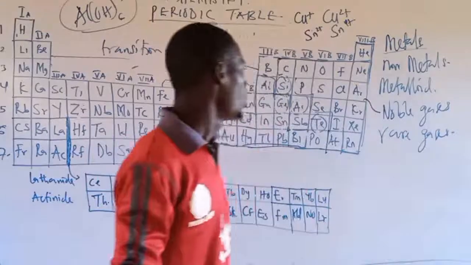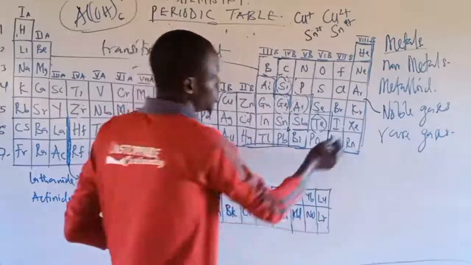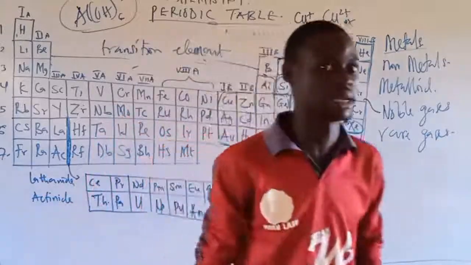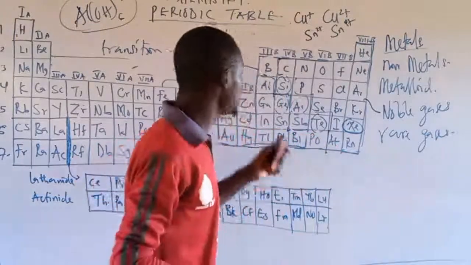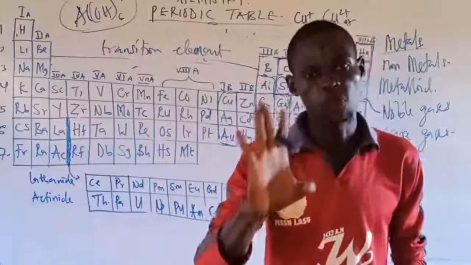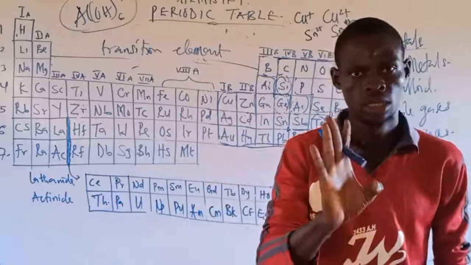That is for the group 8 elements. But one of the group 8 elements, xenon, tries to show some kind of chemical reaction with other elements. Only xenon. Now, from here, let's continue. Again, the periodic table can be grouped into four. That means we divide the periodic table into four blocks.